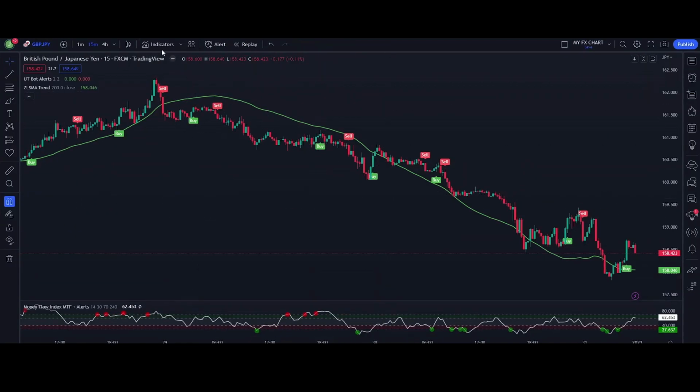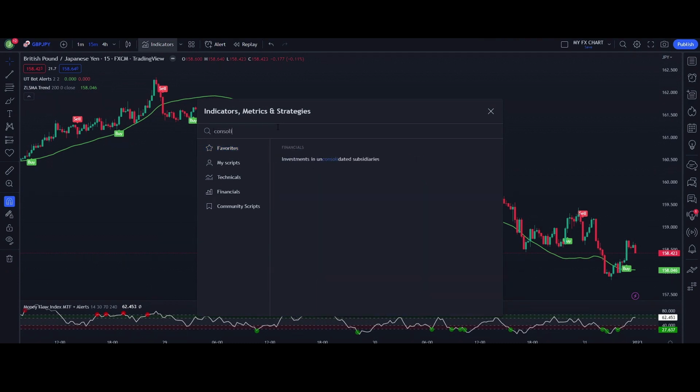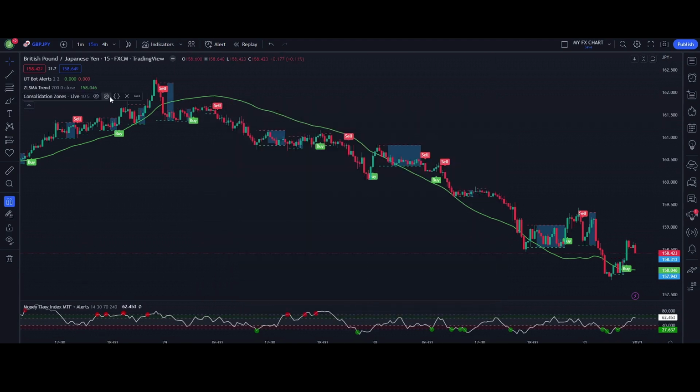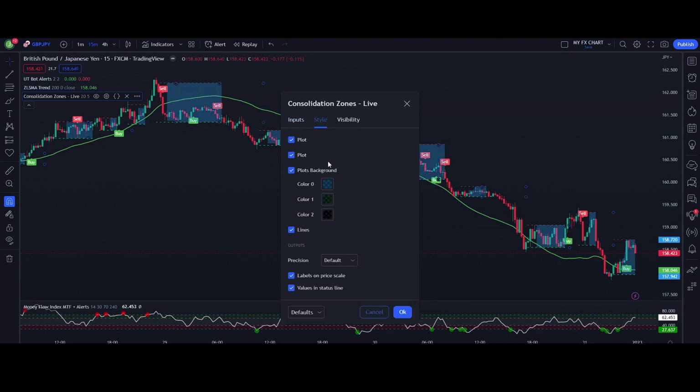Our final indicator is called Consolidation Zones, and it's going to help us avoid trades when the market is consolidating or moving sideways. To add it, go to the Indicators tab and type in Consolidation Zones. Select the option by Lonesome and then access the indicator settings. In the Inputs tab, change the look-back period to 20. In the Style tab, disable the Lines option.